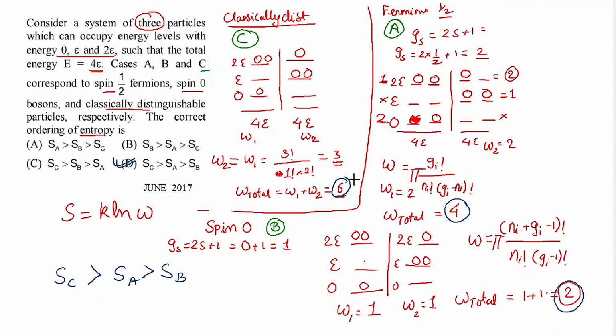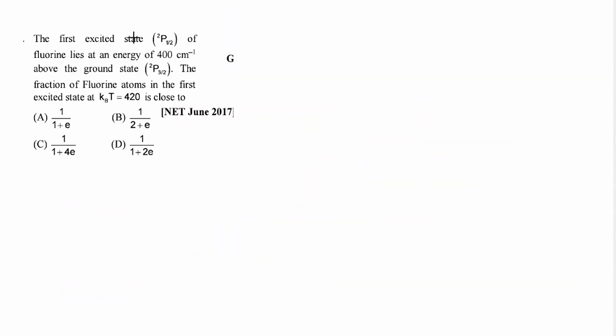I hope the calculation and the solution is clear to you. Moving on to the next numerical. This numerical says that the first excited state, that is 2P1/2 of fluorine, lies at an energy of 400 centimeter inverse above the ground state. So this is the ground state, and this will be our first excited state, and we have to find the fraction of molecules. It is said that kBT is equal to 400, and it is asked close to.